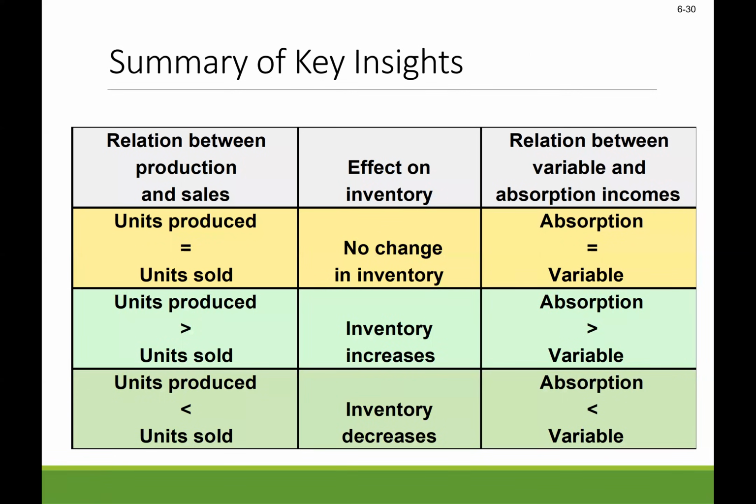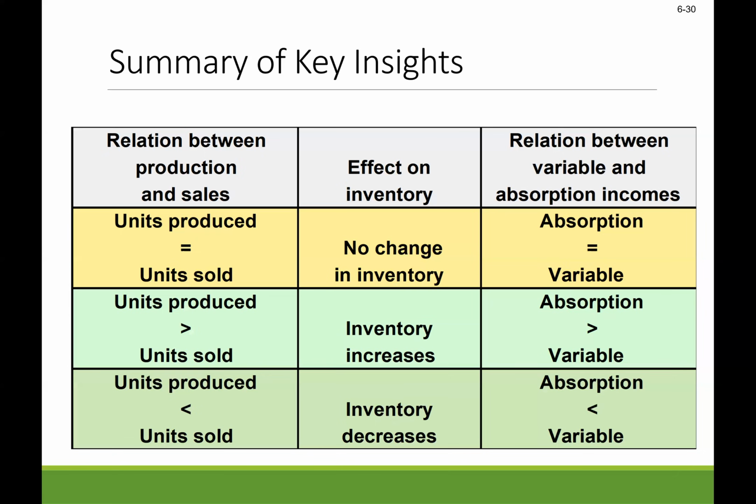Now, relation between production and sales, and then relation between variable and absorption incomes and how it affects inventory. So, relation between production and sales. When units produced equal units sold, everything's the same, no issues.